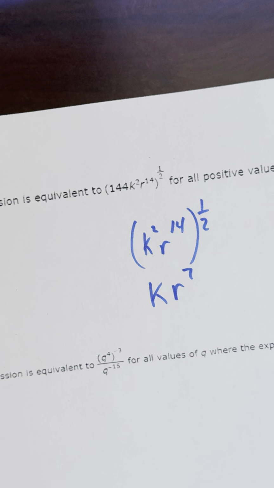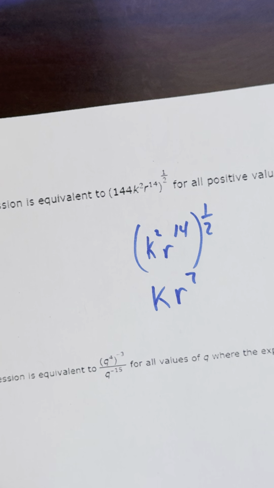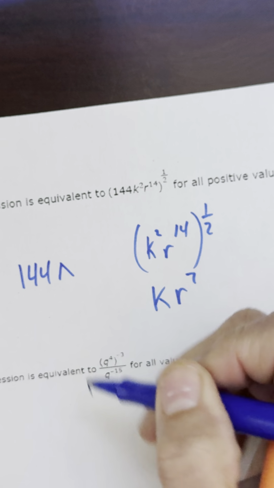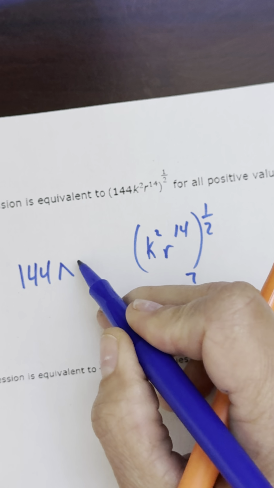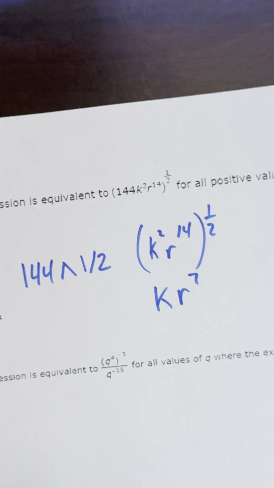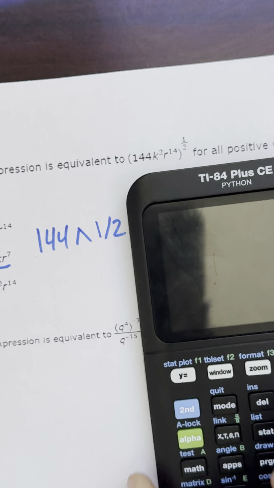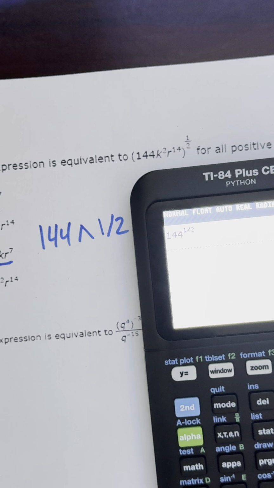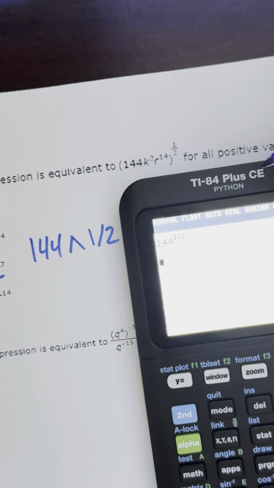Okay, so the 144 raised to the 1/2. So you're going to type in your calculator 144. Use the caret symbol, which is above your clear, and do 1 divided by 2. Press enter. So, second quit gets you back to your main screen. And so 144, raise it, that's above the division, 1/2. And press enter. So 1/2 is the same thing as square root. And so your answer is 12. So our answer is F.